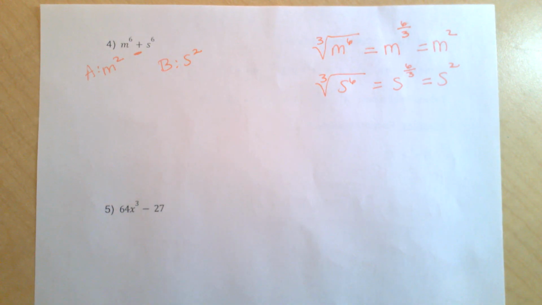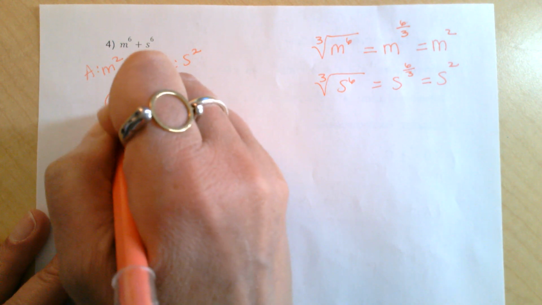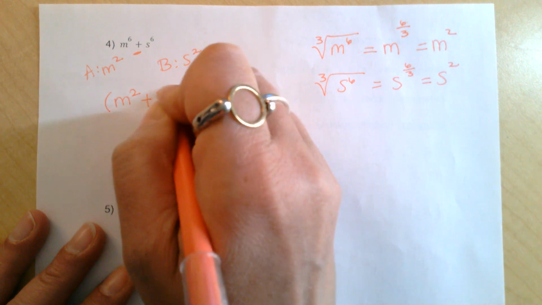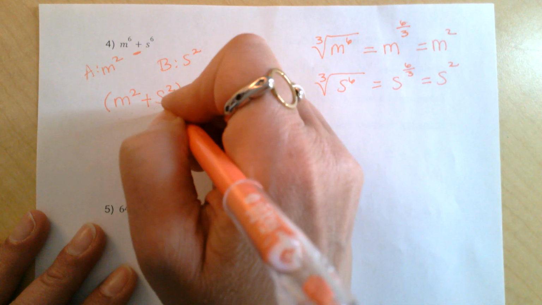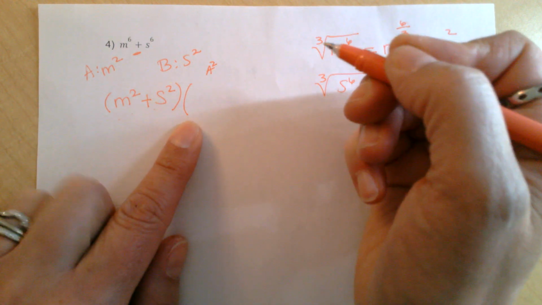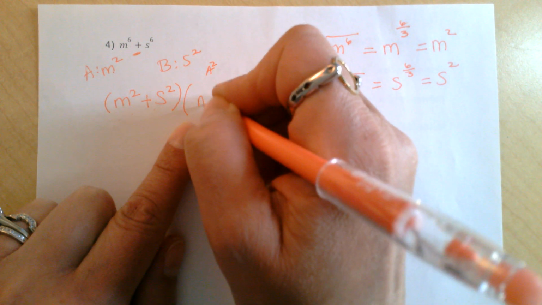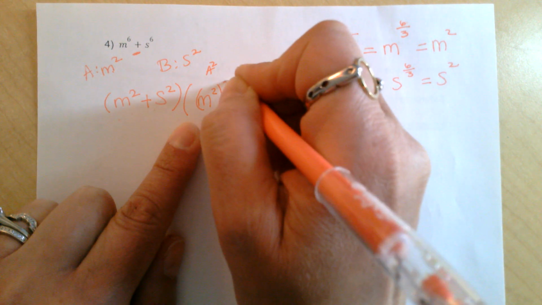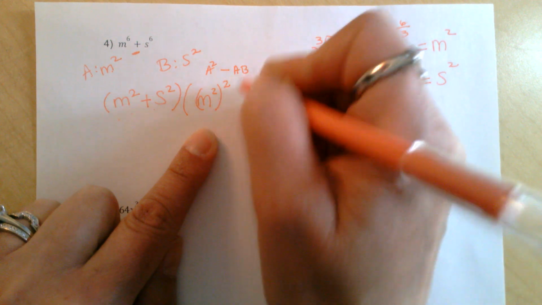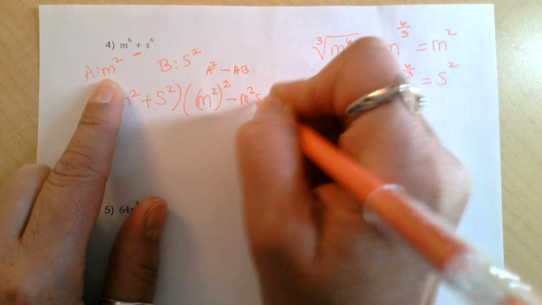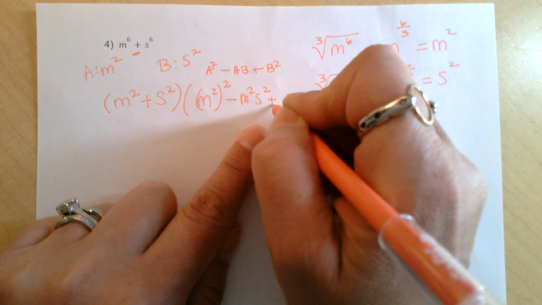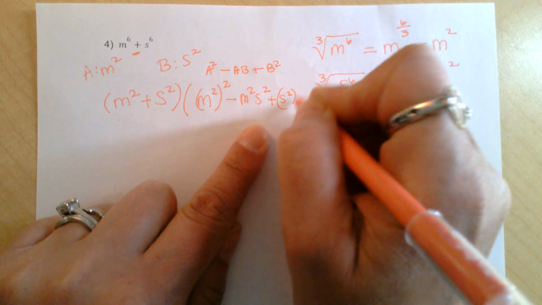Now we have the plus. So we're going to find the sum. So it's going to be a plus b, or m squared plus s squared. And then it's going to be a squared. I'll write this out on top. So m squared, but this is going to be squared again. Okay. Minus a times b, minus m squared times s squared, plus b squared. So plus s squared squared.